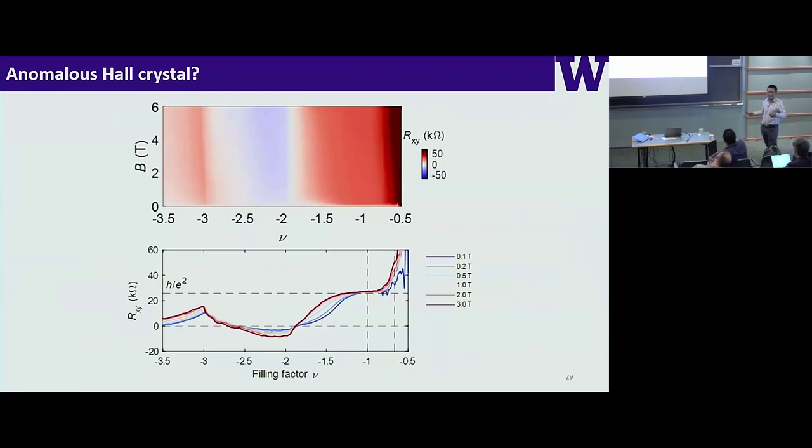This effect is robust. We see it in many different devices, and there's a strong twist angle dependence. So this effect, actually, I don't know what it is. I'm looking for help. But I suggest there's a possibility it could be another kind of anomalous Hall crystal, right? As we increase the magnetic field, somehow the phase space in filling factor just continuously expands. But you can tell me what it is. Yeah, I'm looking for suggestions.